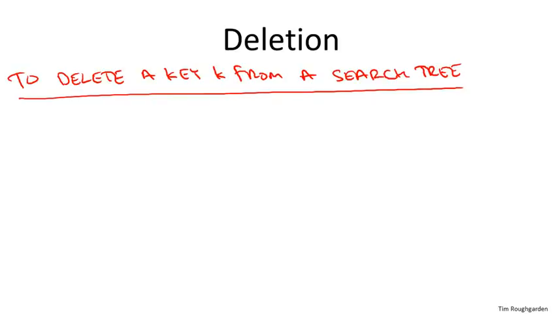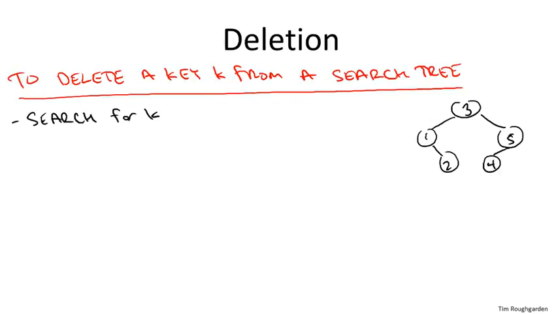All right, so for starters, maybe we're trying to delete the key 2 from our running example search tree. So the first thing we need to do is figure out where it is. There are 3 possibilities for the number of children that a node in a search tree might have. It might have 0 children, it might have 1 child, it might have 2 children. Corresponding to those 3 cases, the deletion pseudocode will also have 3 cases.